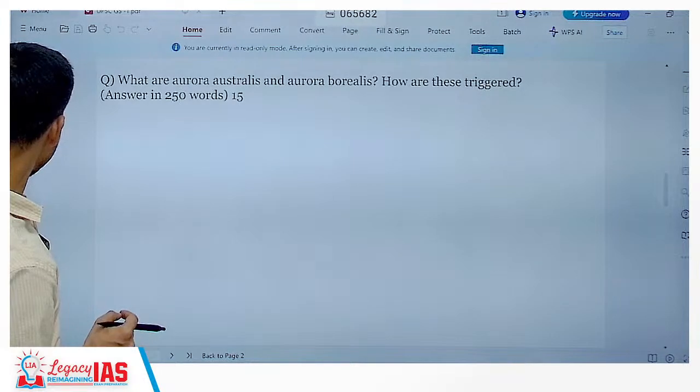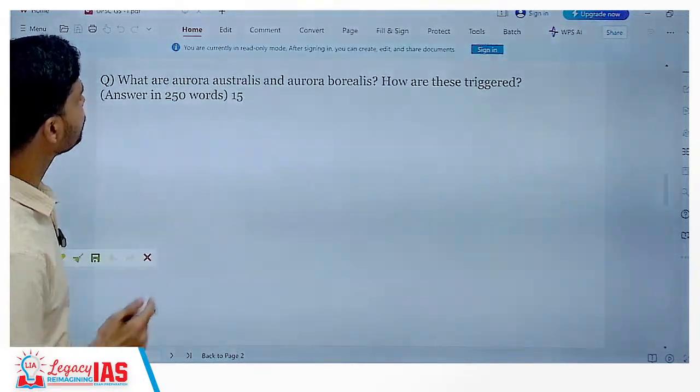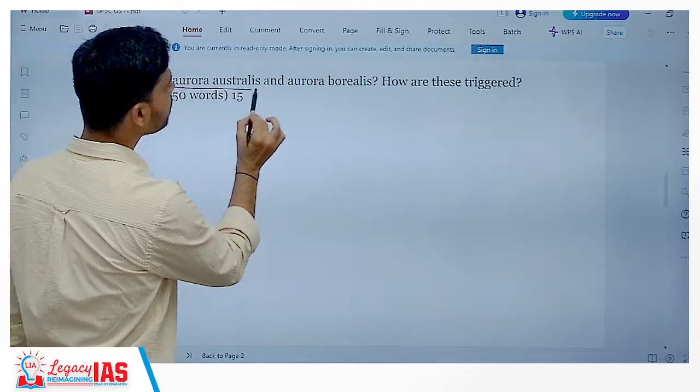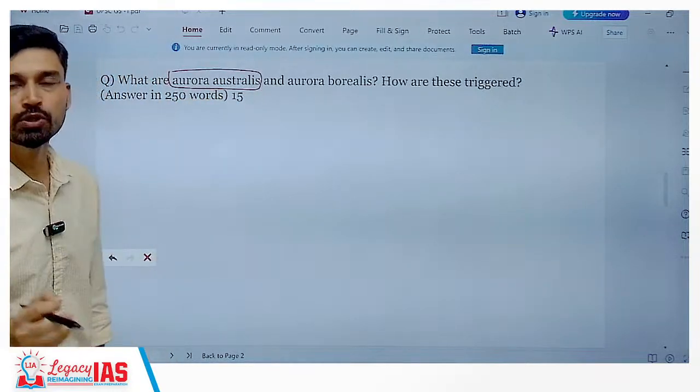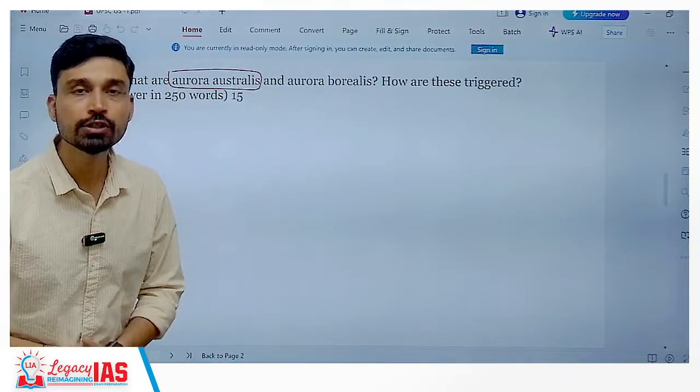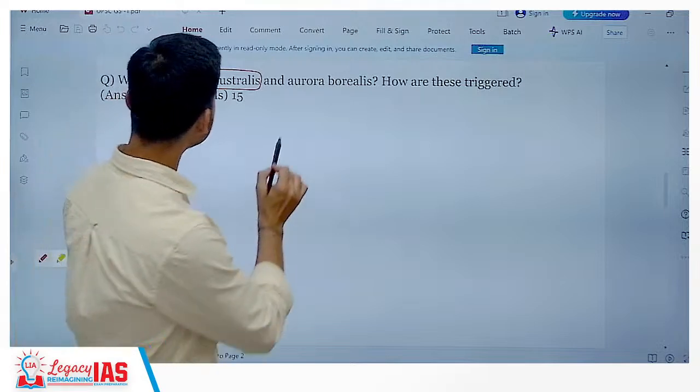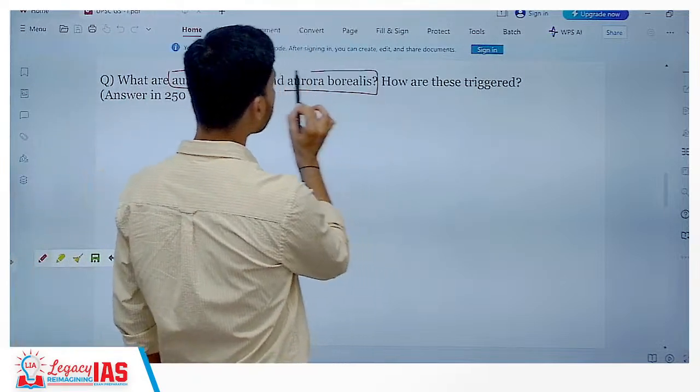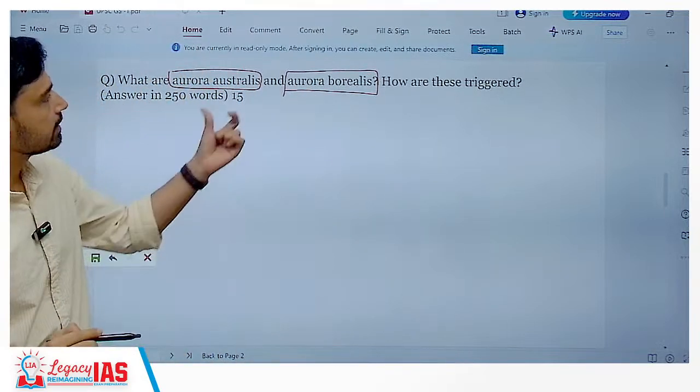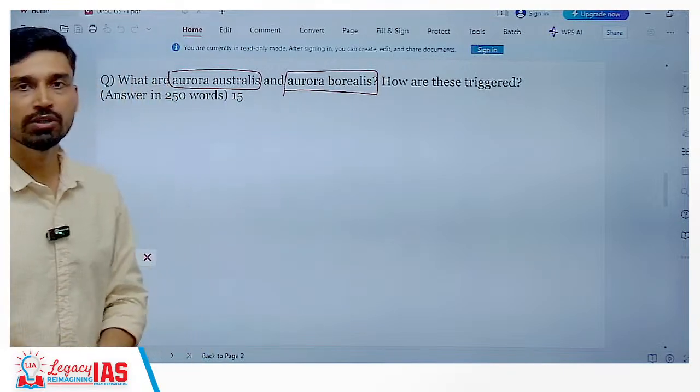The third question that we can talk about is again a phenomenon which was in the news recently because it was observed in Ladakh, which is a very rare phenomenon. It has been asked about aurora australis and aurora borealis, and the second part of the question is asking how these are triggered.